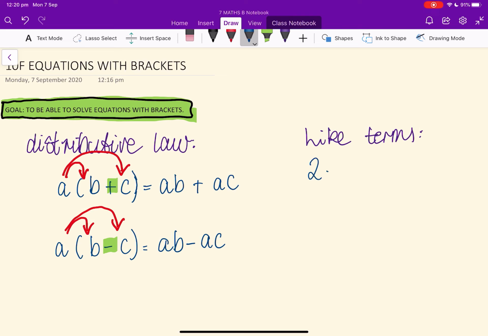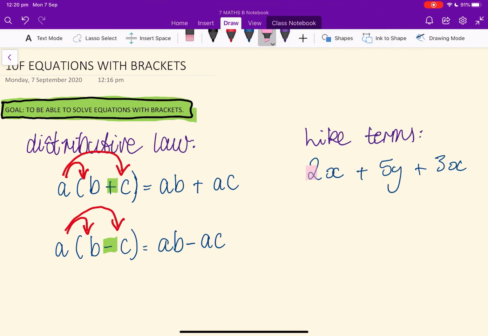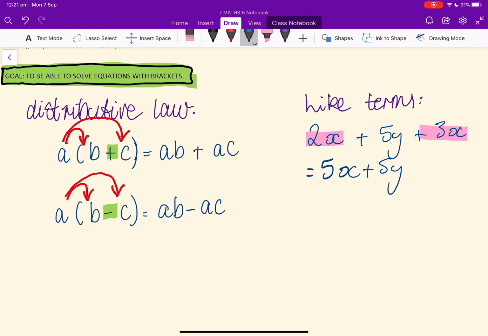For instance, 2x plus 5y plus 3x can be simplified by collecting the like terms, and the like terms here are 2x and 3x, so we can combine them. 2 plus 3 is 5 to get 5x, and then we just have to leave this 5y by itself because it doesn't have any other like terms. Okay?